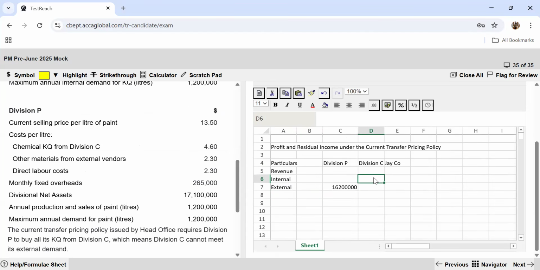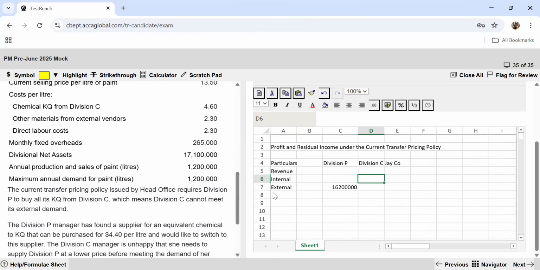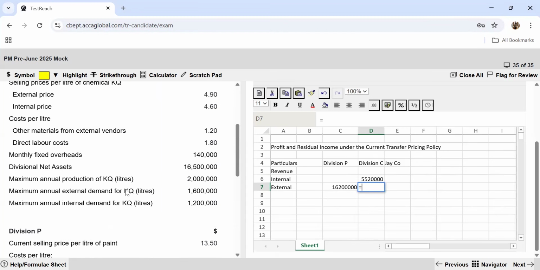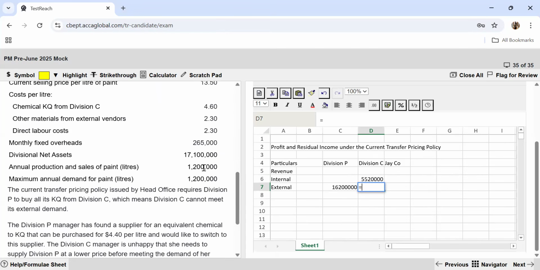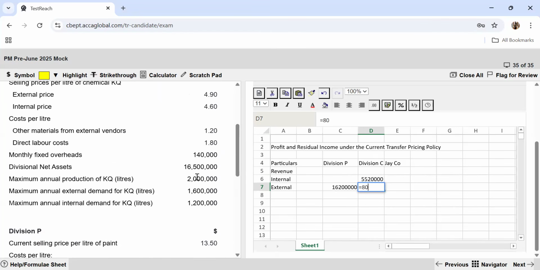Now, if I talk about division C, division C sells externally also, internally also. So they sell 1.2 million liters internally, 1.2 million multiplied by, they sell it at 4.6. So this is the internal revenue. And if you talk about the external revenue, the total capacity that they have is 2 million liters. Now they have already sold 1.2 within the organization. So that means they are only left with 800,000 liters, which they sell in the open market at 4.9. So this is what their external sales is going to look like.